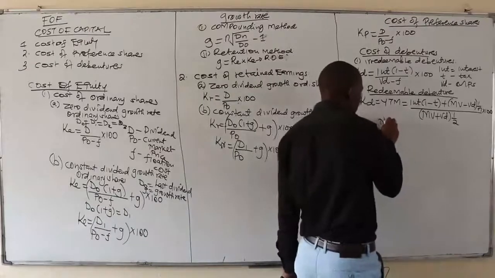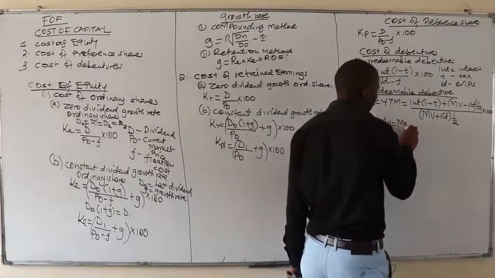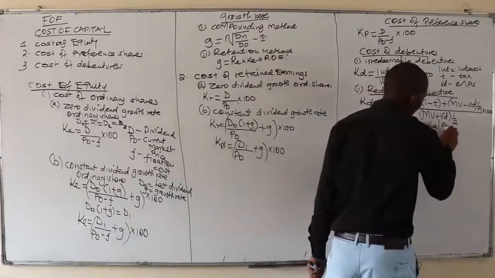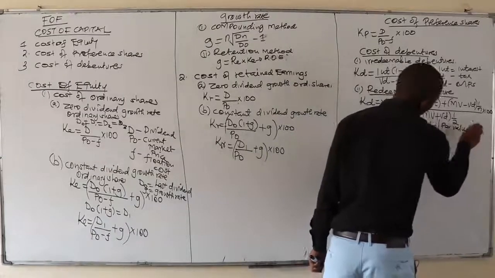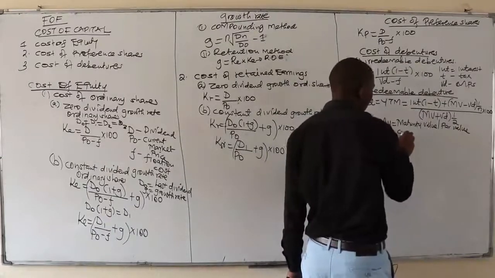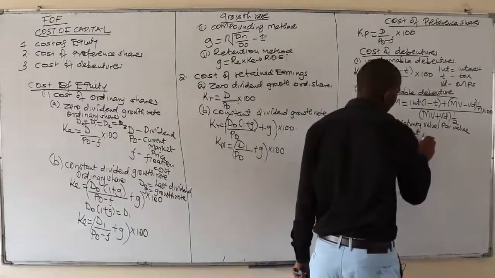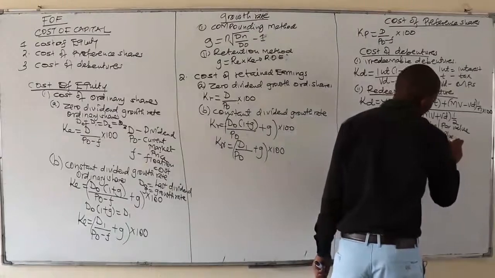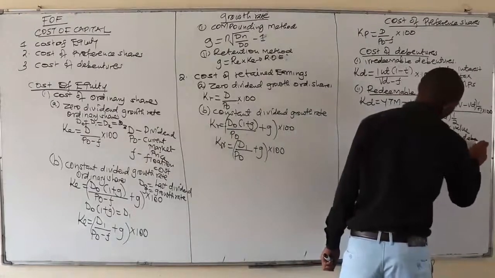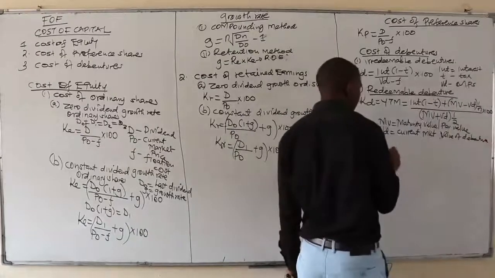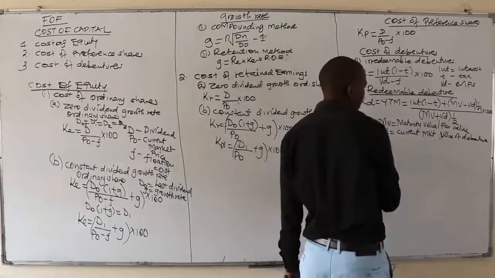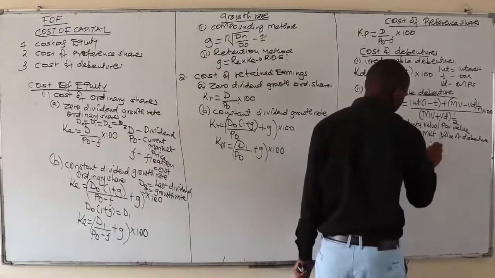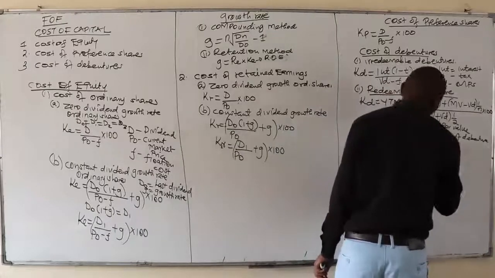In this case, M is the maturity value, which is also the redemption value. And VD, we know, is the current market value of the debenture. And then N is the maturity period.